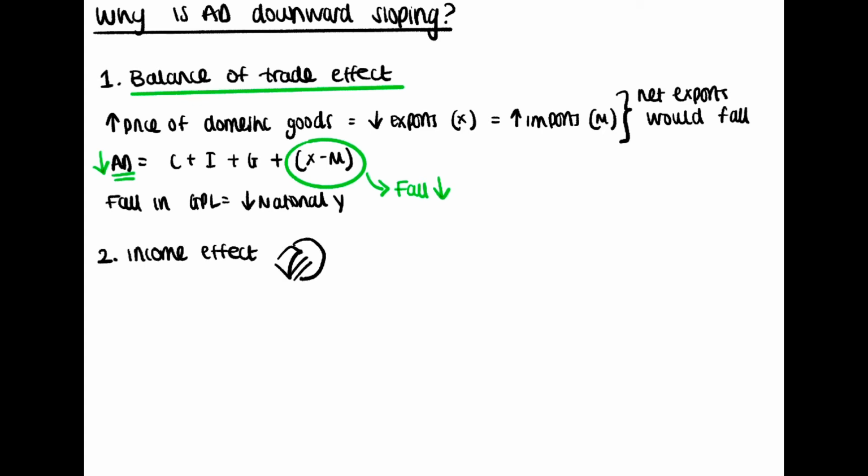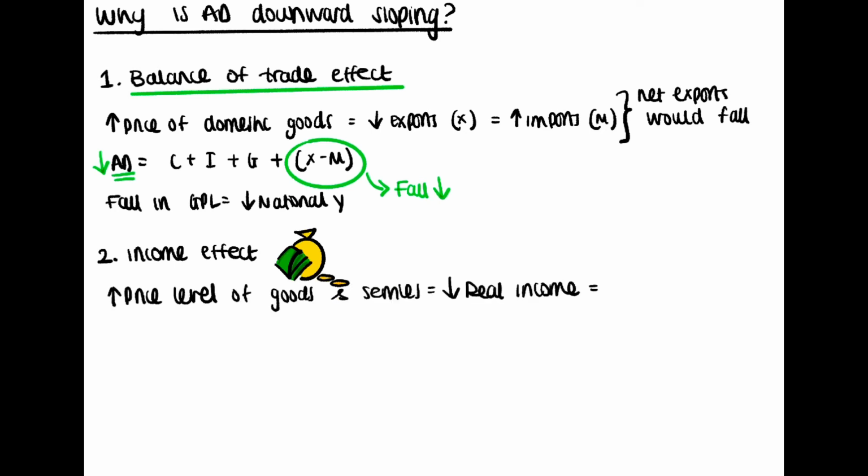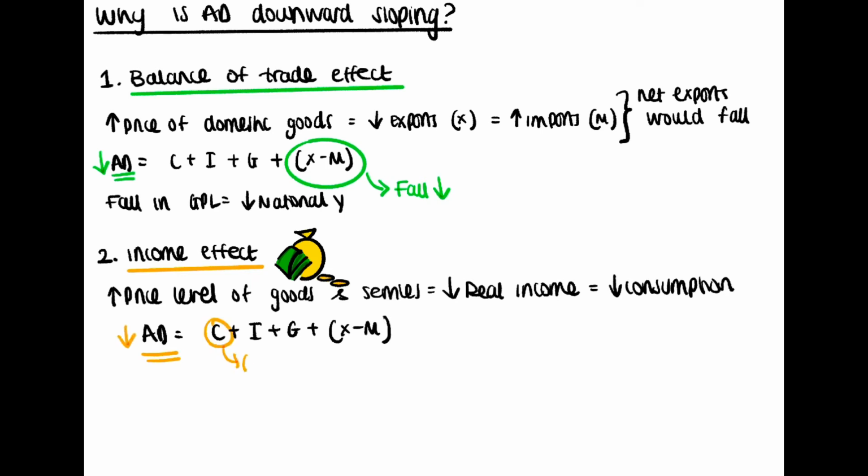Next, we have the income effect. When the price level increases and we have inflation in the economy, the real value of income falls. This is because the prices of goods and services have increased and people can now purchase less with their income. As consumption falls, we can see in the formula that this results in a fall in aggregate demand. This is represented in the previous diagram from the movement of point A to B.